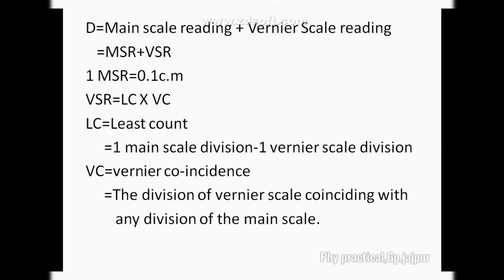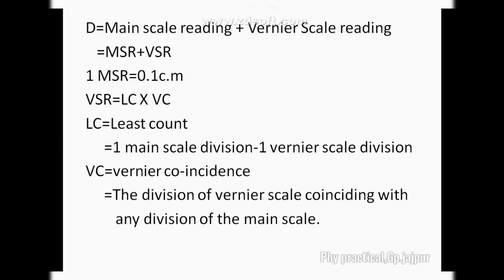VSR, vernier scale reading, we measure by LC into VC, that is LC least count and VC is the vernier coincidence. What is LC? Let's know what is LC and what is VC. LC is least count, the least measurement of an instrument, the smallest value we can measure with the instrument, that is your least count. Least count is equal to 1 main scale division minus 1 vernier scale division.